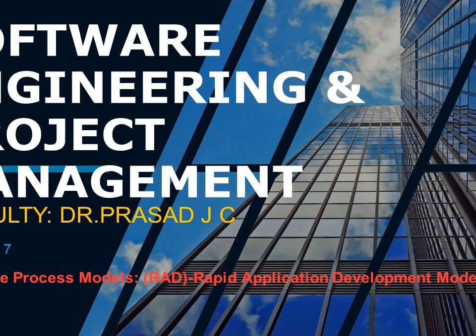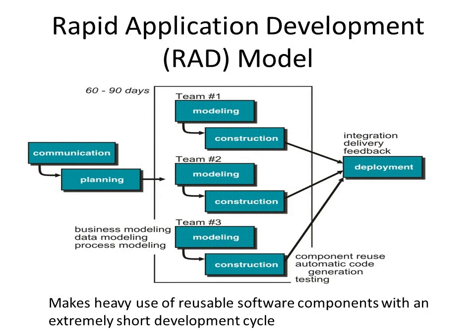Welcome to lecture 7. In this class, we are going to discuss another software process model, the RAD model. RAD model, Rapid Application Development (RAD), is an incremental software process model that emphasizes a short development cycle. We studied the incremental model in the last class. This RAD model is also a type of incremental model.